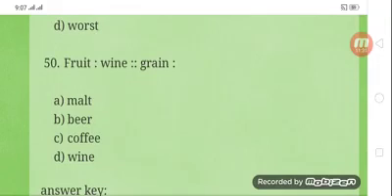Anyway, last one. Fruit is made into wine, whereas grain is made into beer.